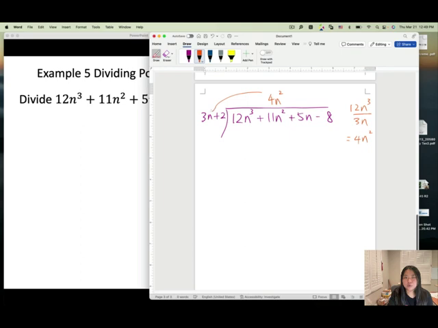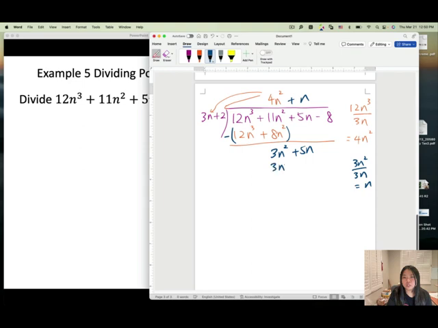And then I multiply 1 by 1. So that will be 12n to the power 3. And then 4n squared times 2, so 8n squared. Okay, put the subtraction here. So that will be 11n squared minus 8n squared, that will be 3n squared. And then bring down the 5n. Okay, one more time. I have 3n squared divided by 3n, so equal to n. So I'm going to plus n here.